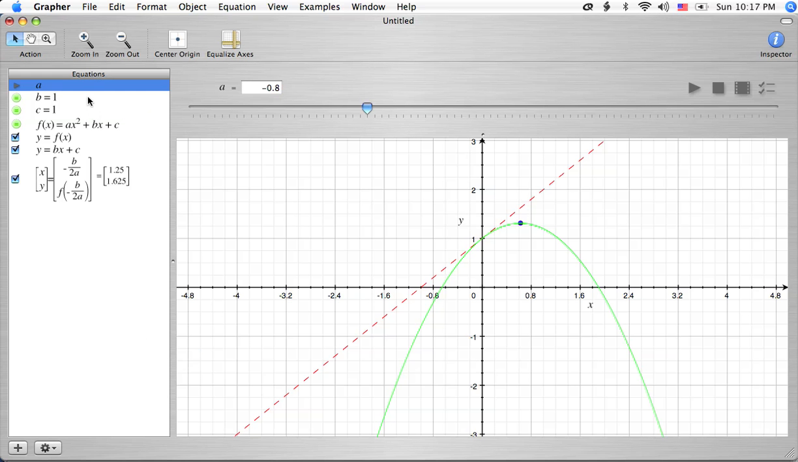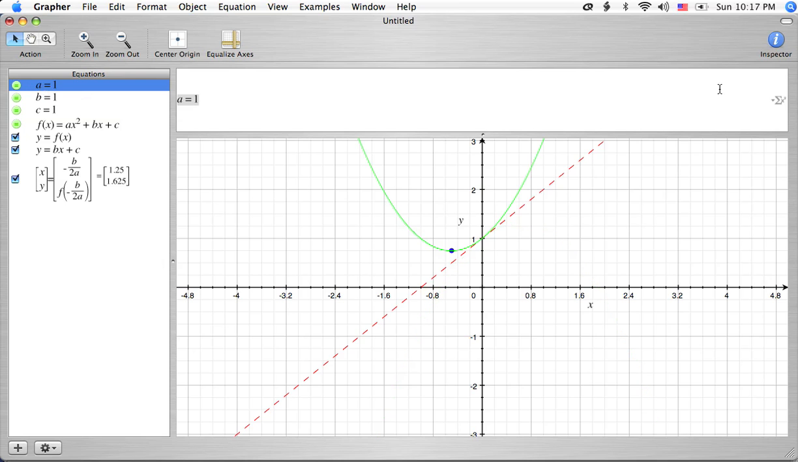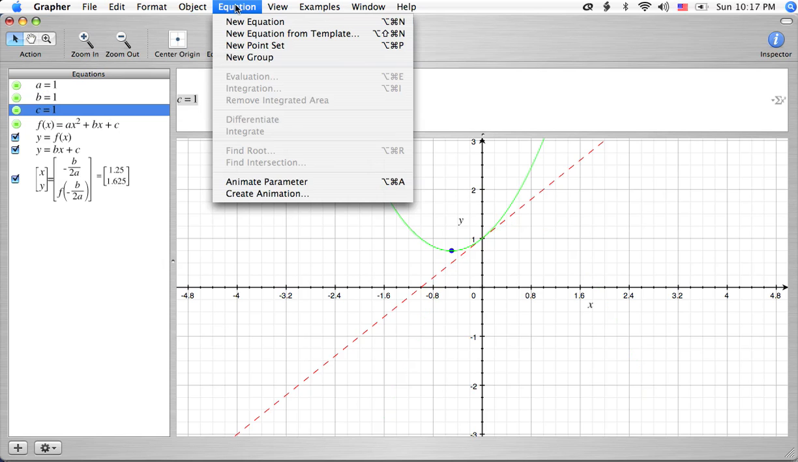Last time we were studying A. I know I told you we were going to do B right away, but I think it's actually a little easier to do C first, and then we'll go and do B. What we're going to do is come over here and stop the animation of A that we were doing previously, and come back and highlight C to animate this. You want to go back to equation and then animate parameter.